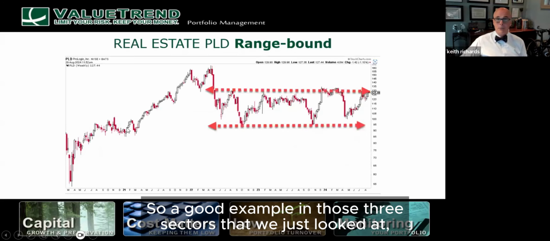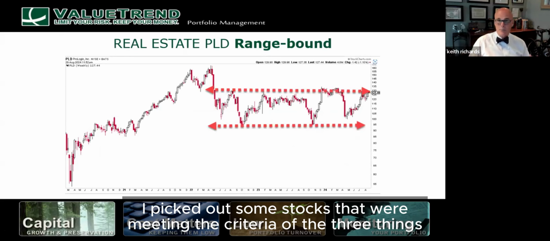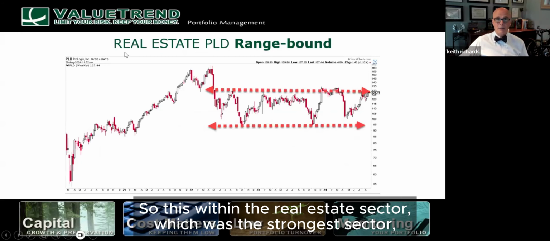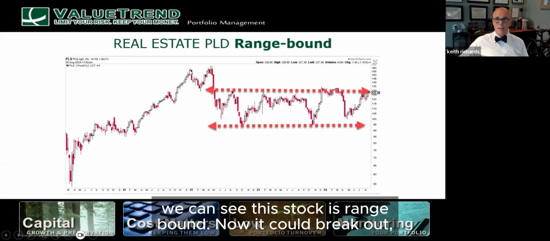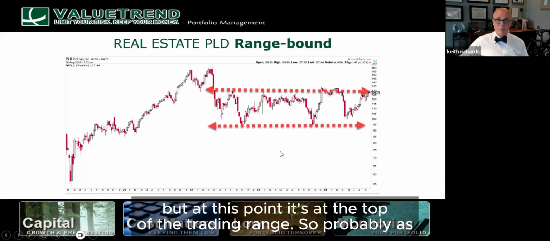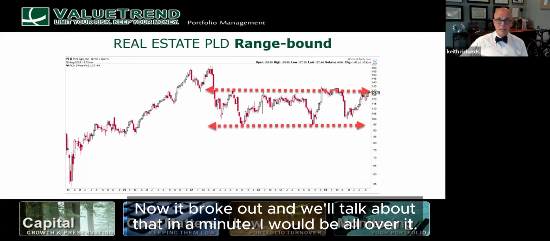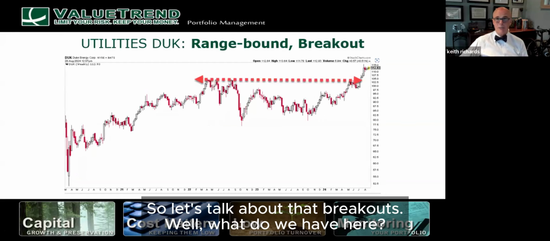Okay, so a good example, in those 3 sectors that we just looked at, I picked out some stocks that were meeting the criteria of the 3 things we're looking for: range-bound, breakouts, uptrends. Okay, so this is within the real estate sector, which was the strongest sector. We can see this stock is range bound. Now it could break out, but at this point it's at the top of the trading range. So probably as a swing trader, I wouldn't be buying this, but I'd keep it on my list for sure. Now if it broke out, and we'll talk about that in a minute, I would be all over it. So let's talk about that.